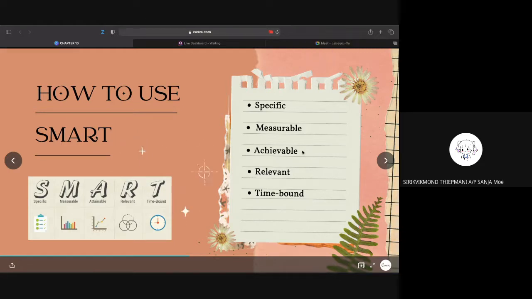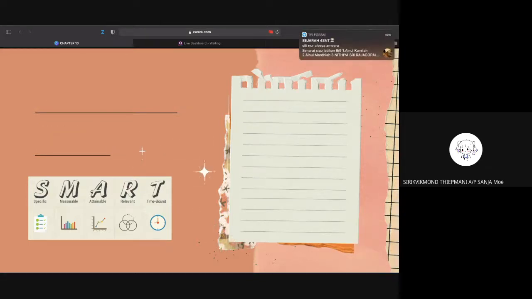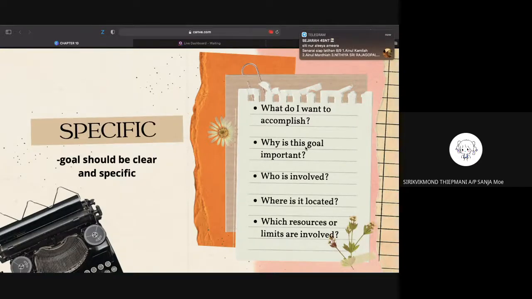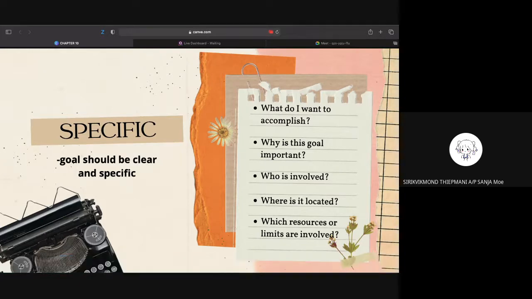So how to use SMART? For the first one is specific. Your goal should be clear and specific, otherwise you won't be able to focus your efforts or feel truly motivated to achieve it. When drafting your goal, try to answer the 5W questions.